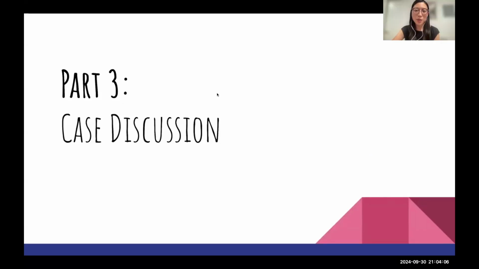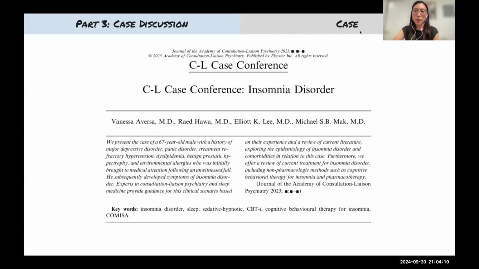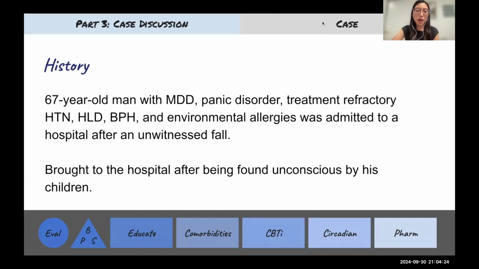All right, so we're going to apply this framework to a case. The case that we're going to share is actually a truncated version of a case that's published in the JACLP under the case conference section. I would highly recommend taking a look at that for further details and further explanations. It's quite useful. So in brief, this is a case about a 67-year-old gentleman. He's got a history of MDD, panic disorder, treatment refractory hypertension, hyperlipidemia, BPH, and environmental allergies.